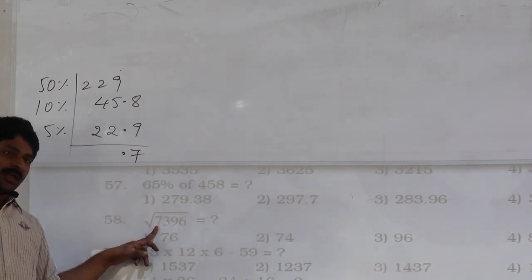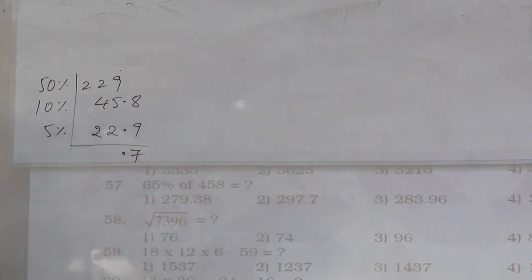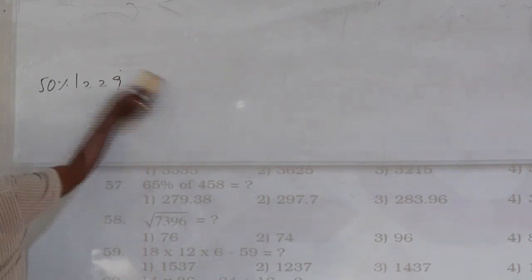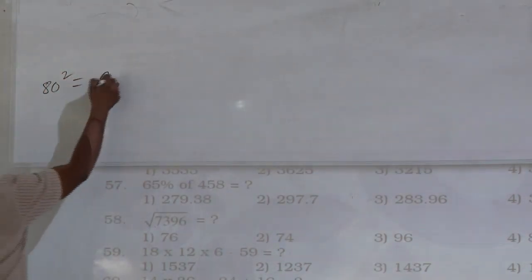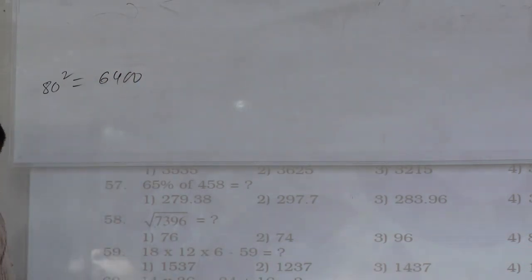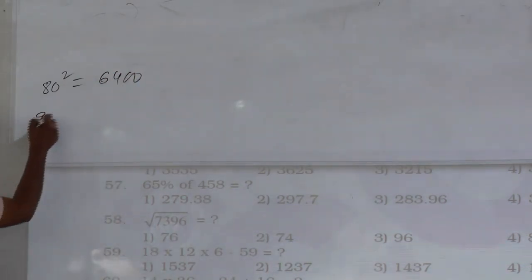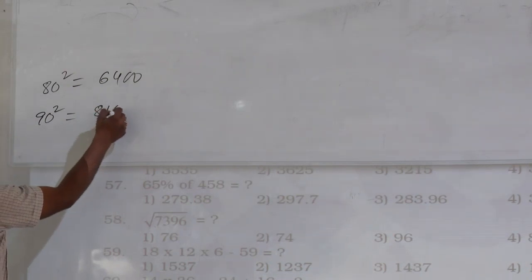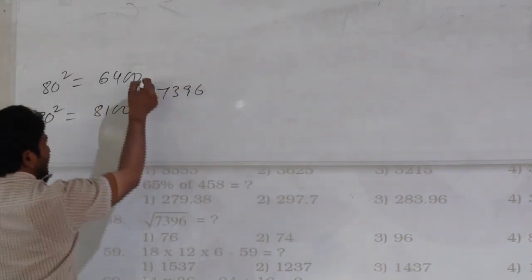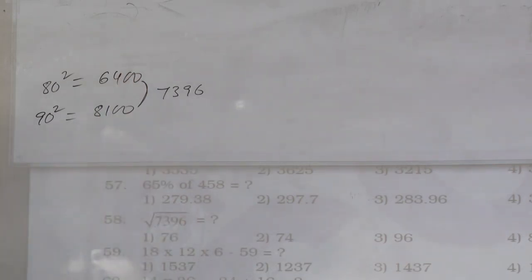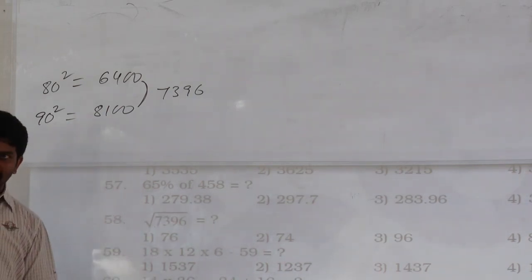8100. We have 7396. If it is near about 80 square, 6400. And if it is 90 square, 8100. Our number 7396 is in between these two. Hence answer is in between 80 and then 90. How many options are there? 2 options. Answer can be 86 or 84.